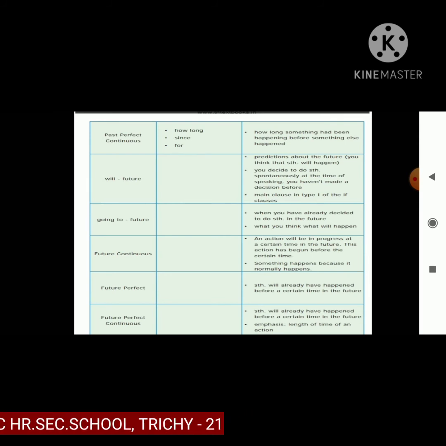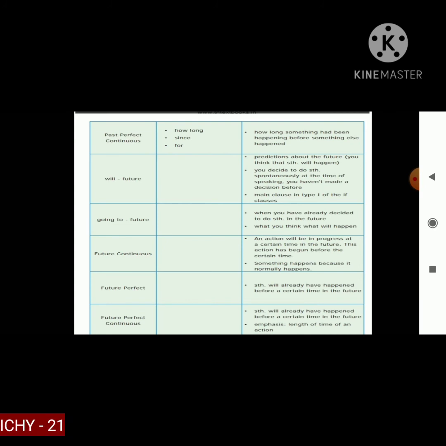Now, will. Future. Now talking about the future, simple future: a prediction about the future that you think will happen, or something you decide to do spontaneously at the time of speaking, when you haven't made a decision before. It is mainly used in type 1 of the if class. If you study well, you will get more marks.